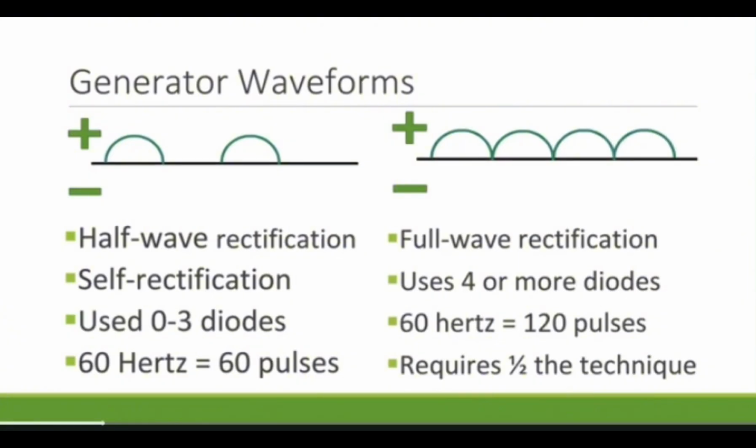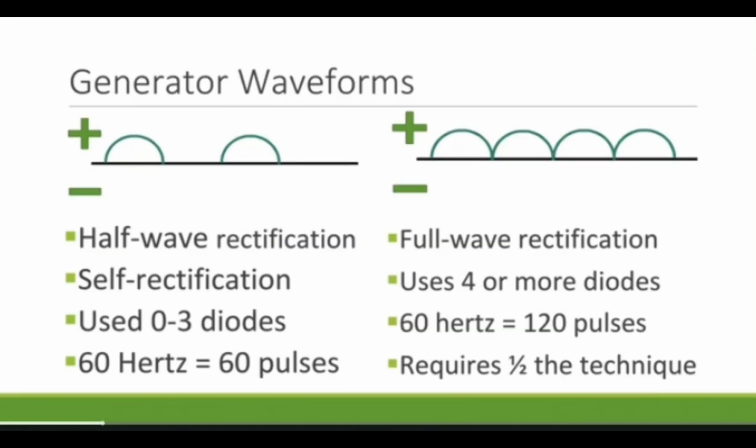Since we are using a 60 Hz power supply, half-wave rectification produces 60 pulses per second. Because X-ray production happens only half of the time, the efficiency is low, and we need a higher exposure technique, meaning higher mAs, to get adequate image quality. This type of generator is usually found in older or portable X-ray machines.